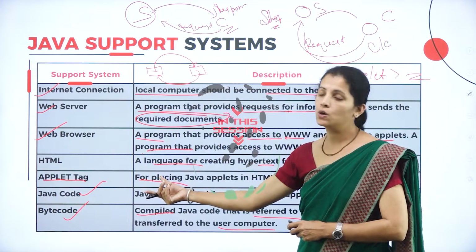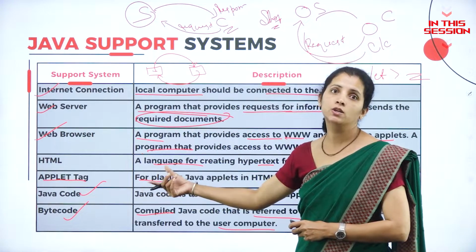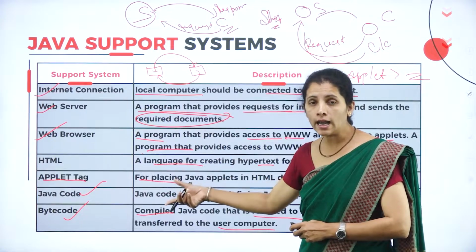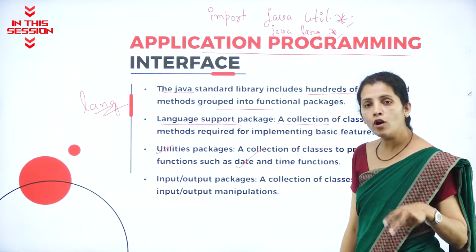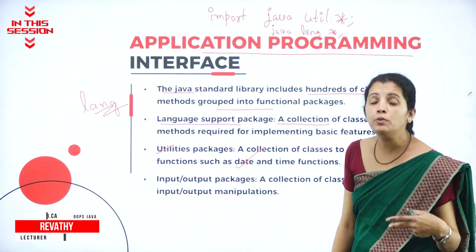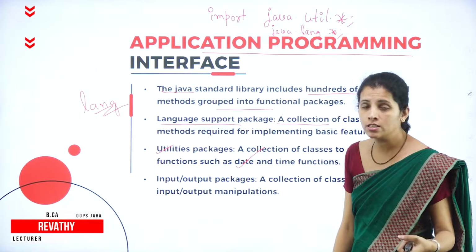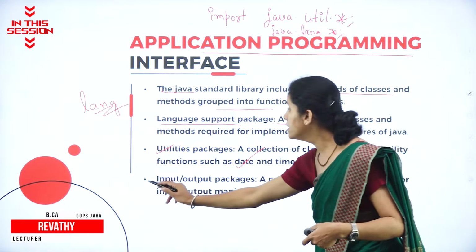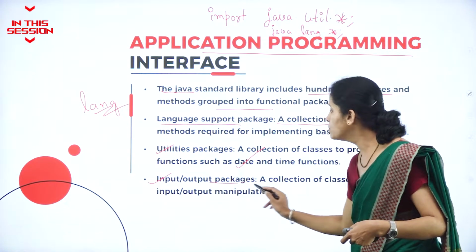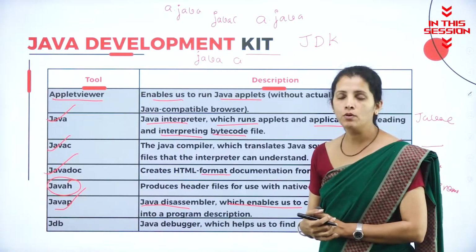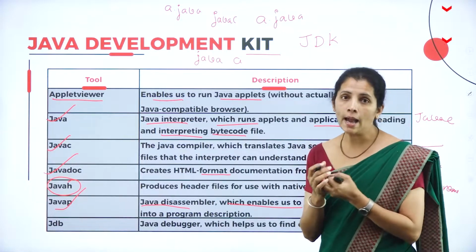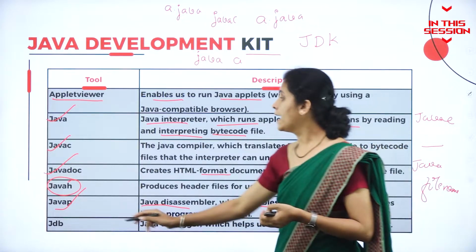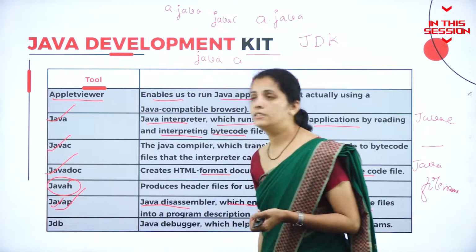Intermediate codes are known as byte code. And to run this byte code, I require an interpreter. If I want to perform any input and output operations, then I have the input and output package. Suppose if I want to convert my byte code to a program description, then I can use Javap.